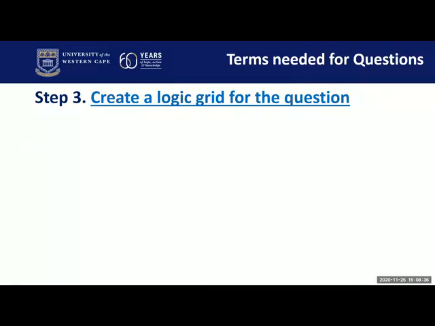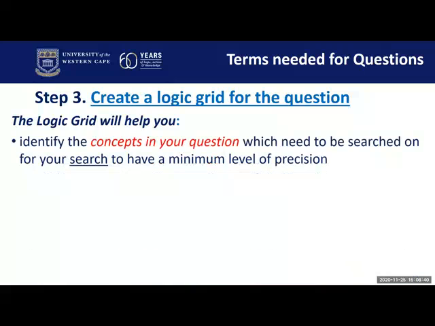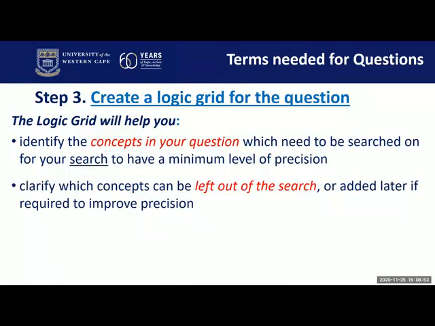Next, we say create a logic grid for the question, or create a guide for the question. What you do with this guide is, firstly, you have to identify the concepts in your question which need to be searched for your search to have a minimum level of precision. So you need to look at the concepts that are most important in your question.